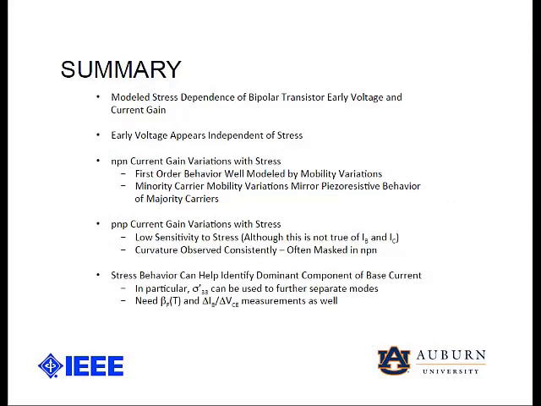Early voltage is essentially independent of stress. The NPN current gain variations with stress are modeled very well with the first order behavior, and you can include some second order behavior from Ni squared. Actually, the PNP current gains don't vary very much with stress, but this is not true of the currents, which I didn't show. Both IB and IC vary almost identically, and that's why the current gain doesn't vary much.